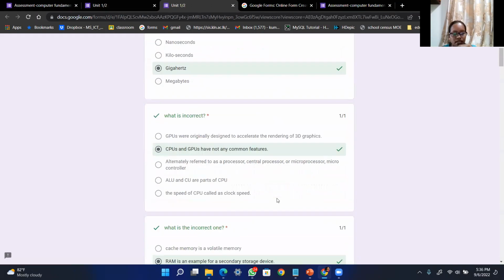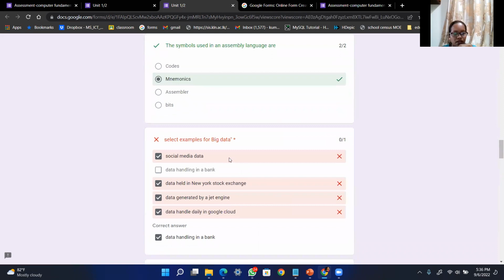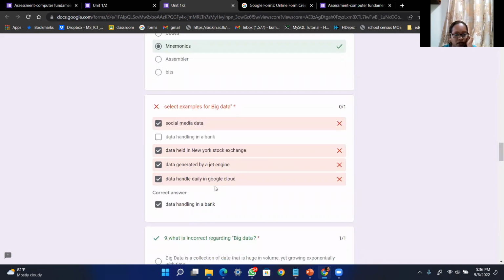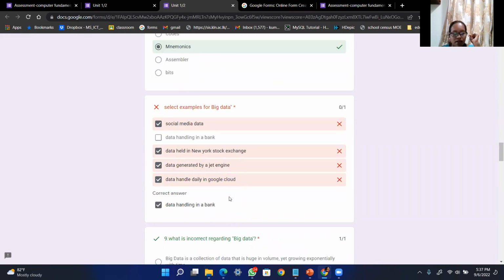$33. What are the incorrect things? Select examples for big data. Social media data, correct. Yeah, I have selected the non-select option, which is not an example for big data. I have selected the answer in the opposite way. The correct answer it has given like this. So in that case, maybe yours also is correct. I just have a mistake there.